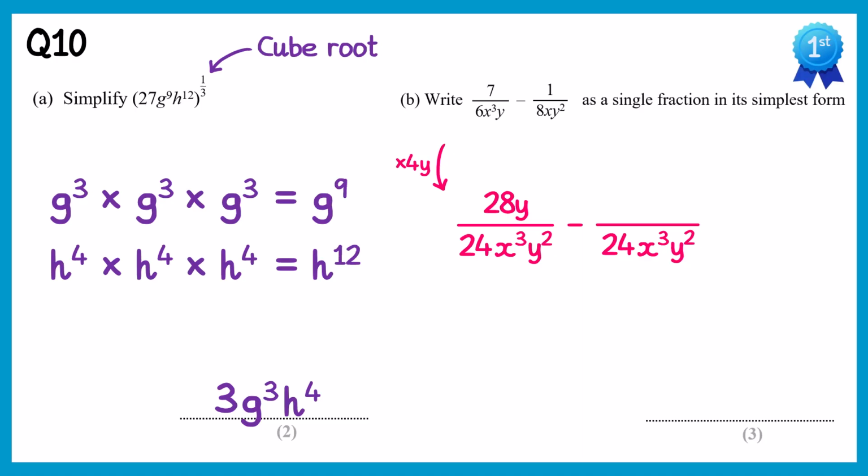We'll now do the same thing for the second fraction. So how do we get from 8xy squared to 24x cubed y squared? Well, to get from 8 to 24, we multiply by 3. To get from x to the power 3, we need 2 more x's, so x squared. And y squared already matches, so that's done. So on the numerator, we need to do 1 times 3x squared, which is 3x squared. Now that we have the same denominators, we can combine them to one fraction. So on the top, we'll have 28y minus 3x squared, and on the bottom, 24x to the power 3, y to the power 2.